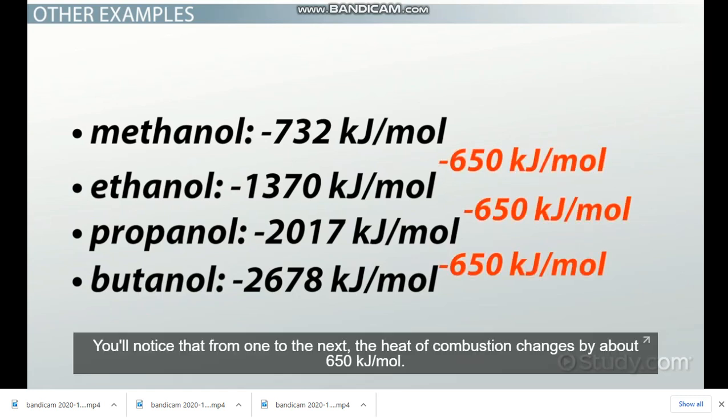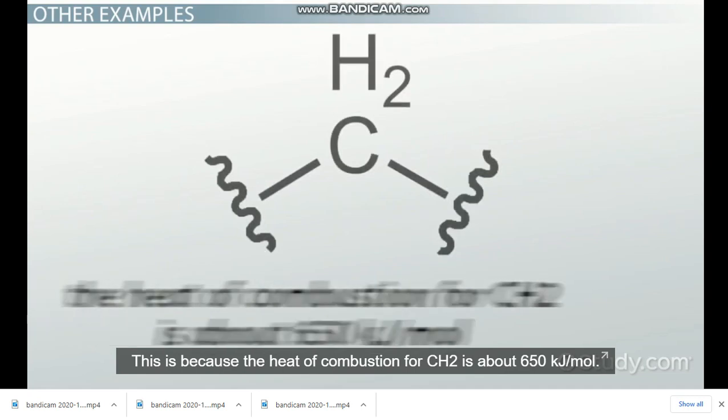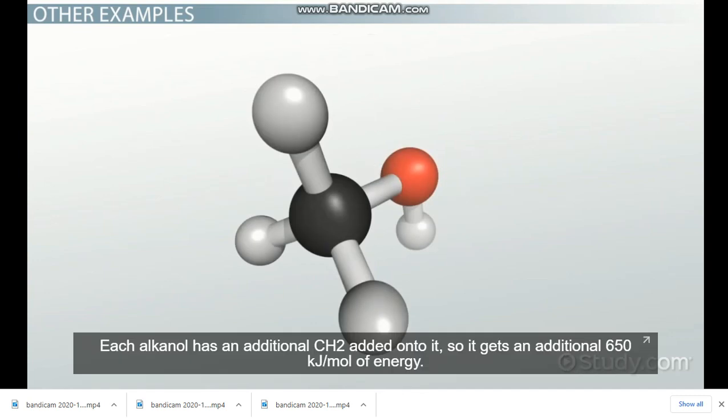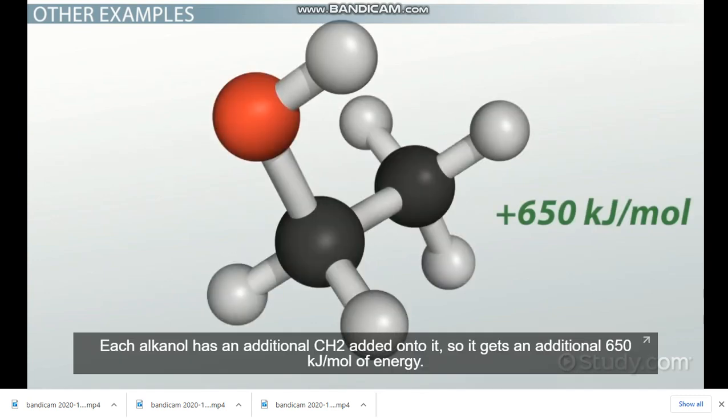You'll notice that from one to the next, the heat of combustion changes by about 650 kilojoules per mole. This is because the heat of combustion for CH2 is about 650 kilojoules per mole. Each alkanol has an additional CH2 added onto it, so it gets an additional 650 kilojoules per mole of energy.